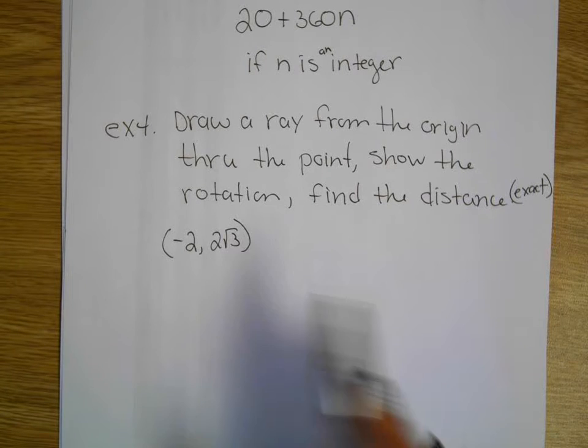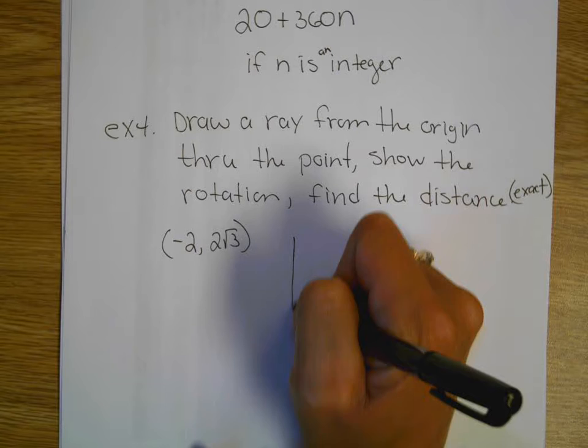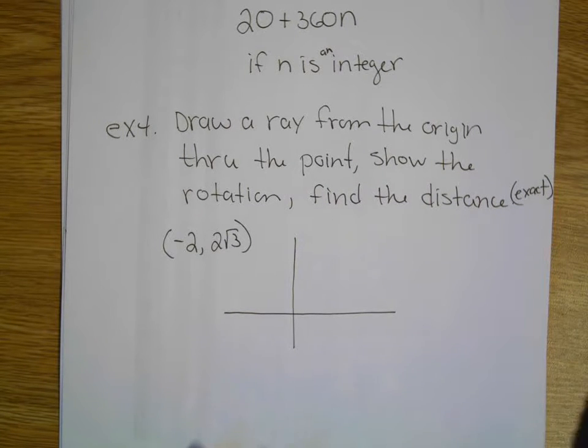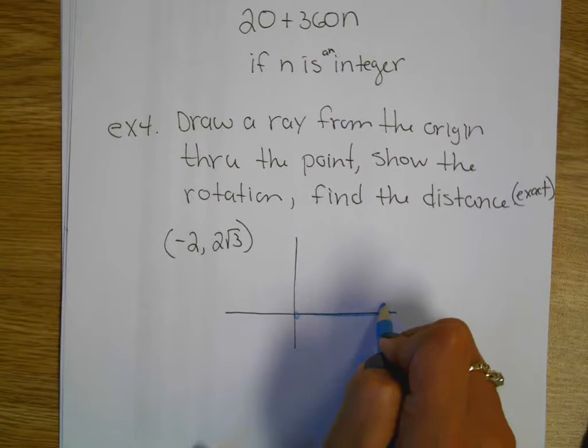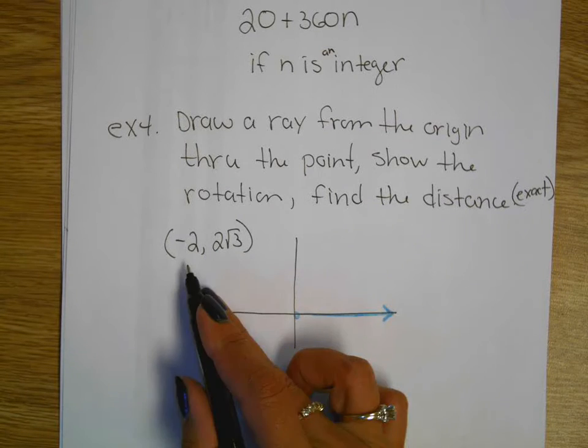So what this is giving us is the point that our terminal ray is passing through. So when we sketch this, our initial side is here. The terminal side passes through this point. Where is this point at?